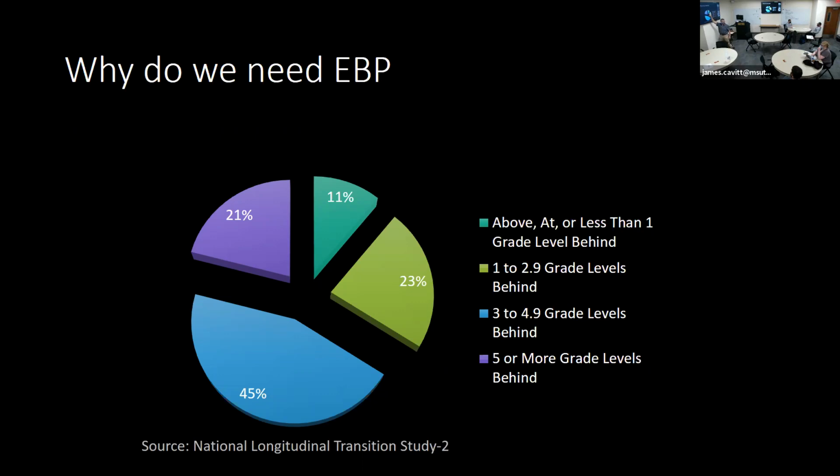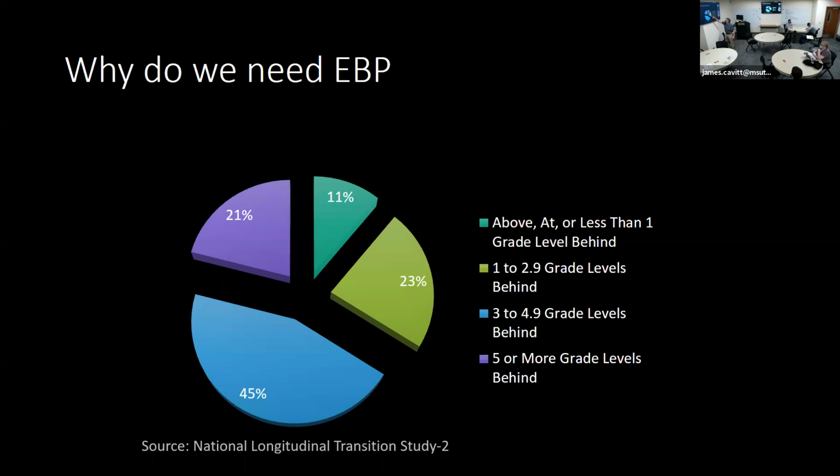So 11% of all students taking the state test, and this is the data the state sent into the federal government, only 11% of all students are above, at, or at least one grade level behind the expected curriculum. Only 11%. Is that scary? That's a little scary. Now let's look down here.